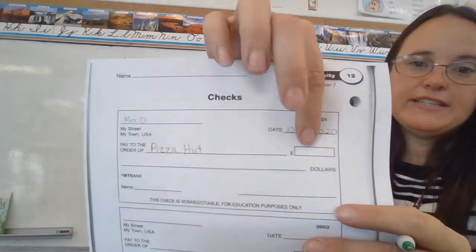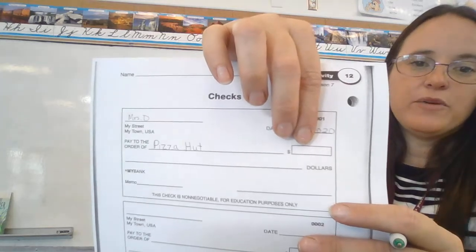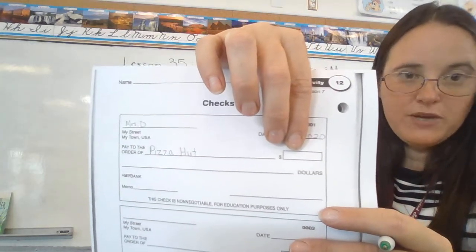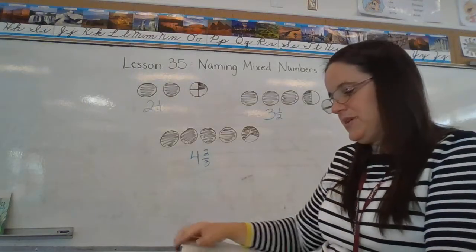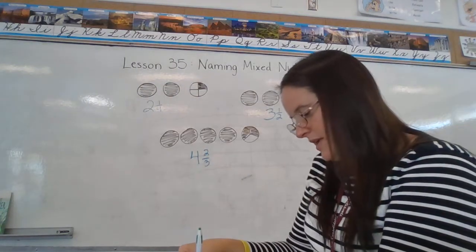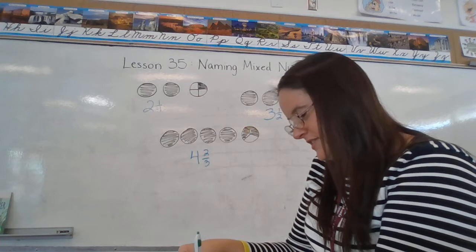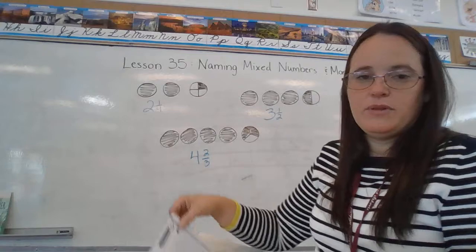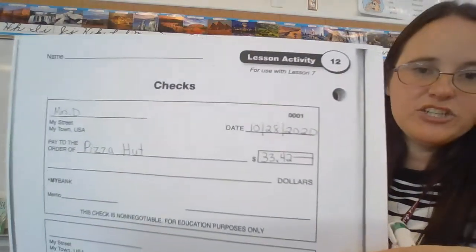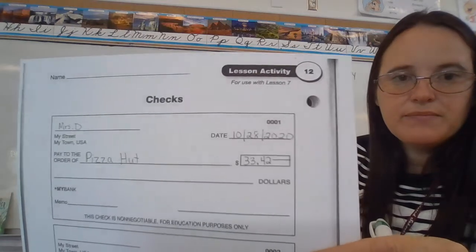The next part is this box right here. That is where we write how much money we're paying with digits. So let's pretend my pizza was $33.42. I want to point something out here. I wrote it with digits, but then do you see how I filled in the blank place with a line?